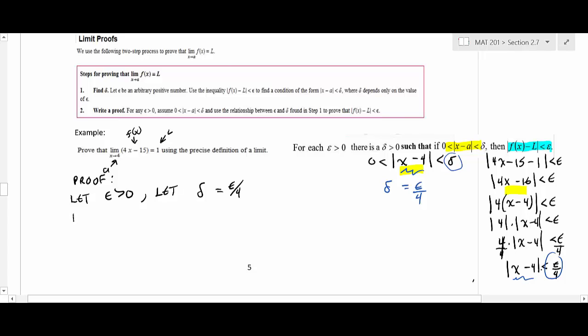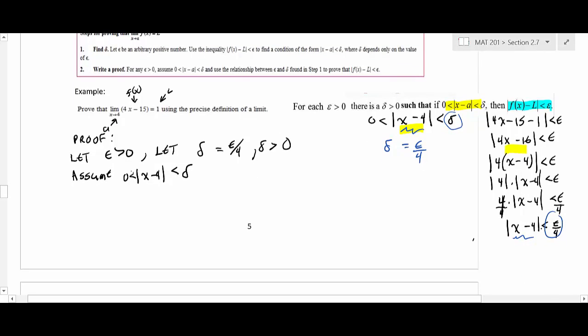Okay, so we're going to make this assumption. We're going to assume that delta is greater than zero. It is some positive number. Delta is a positive number. So we're going to assume that 0 is less than |x minus 4| is less than delta. Okay, so now we're ready to write out the steps of our proof. So we're going to say, then we can conclude from this that |x minus 4| is less than epsilon over 4.